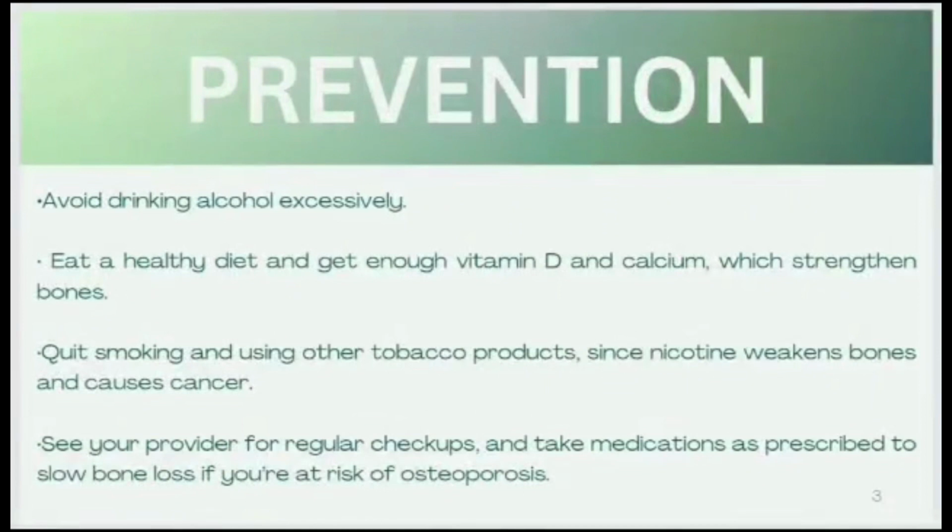How can we prevent compression fractures? To reduce our risk of a compression fracture, we should avoid drinking alcohol excessively, eat a healthy diet, and get enough vitamin D and calcium, which strengthen bones. Quit smoking and using other tobacco products since nicotine weakens bones and causes cancer. See your provider for regular checkups and take medications as prescribed to slow bone loss if you're at risk of osteoporosis.